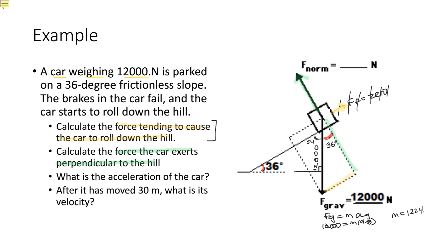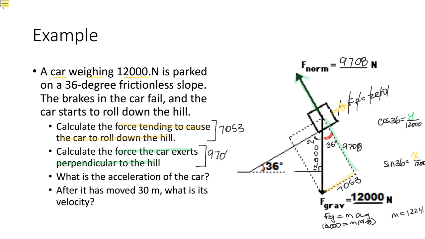Let's use our sine, cosine, and tangent to find the yellow component of this triangle. I got 7053. Cool. Let's use now our cosine to find the green part of this triangle. I got 9708. That means my force normal is also 9708. So yeah, it says, what is the force tending to cause the car to roll down the hill? That's 7053. The force the car exerts perpendicular to the hill, that's 9,708.